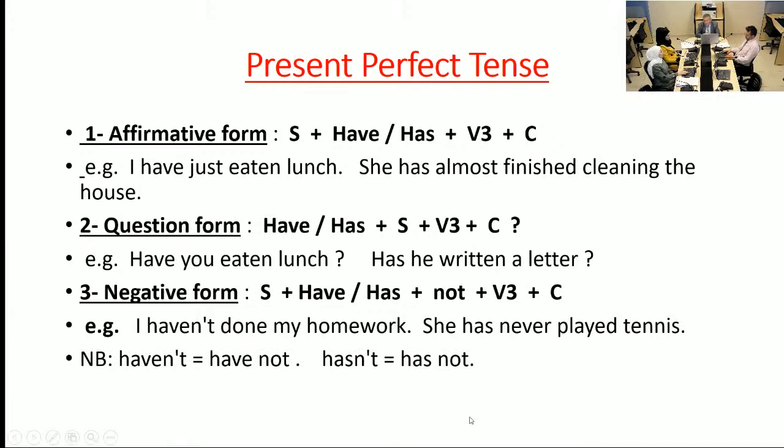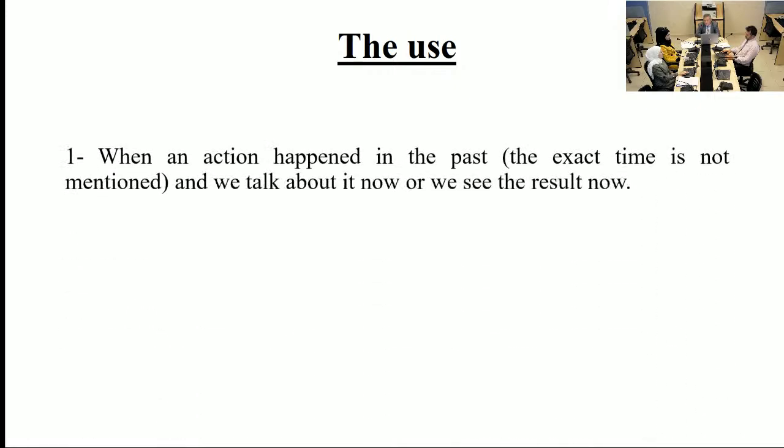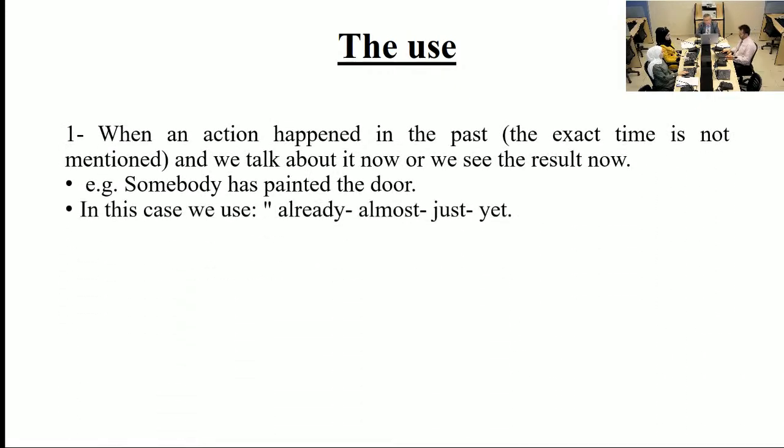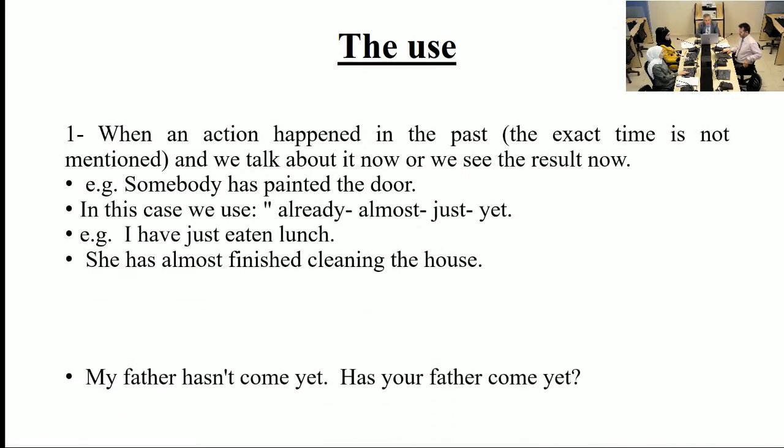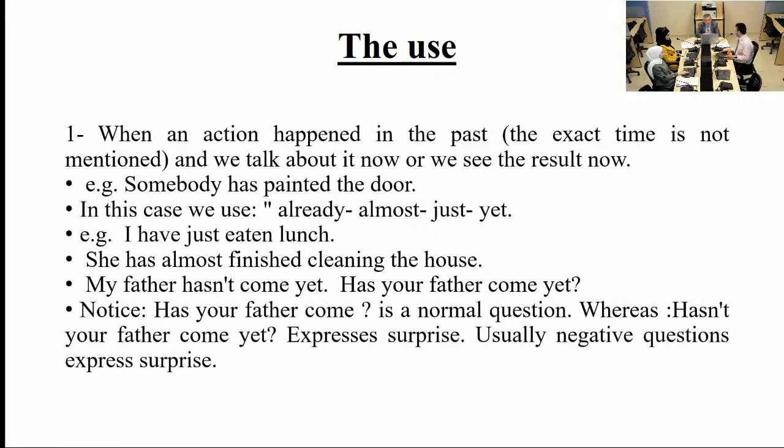Next, Miss Rasha, the use. Mr. Mazin, Abdul Karim. Yes, the use. Here we have more than the grade 9 students need, but we will mention it even for the teachers, but quickly. When an action happened in the past, the exact time is not mentioned. We talk about it now or we see the result now.